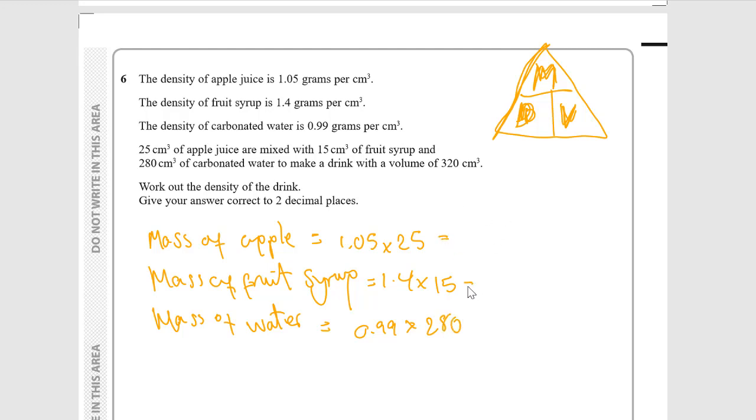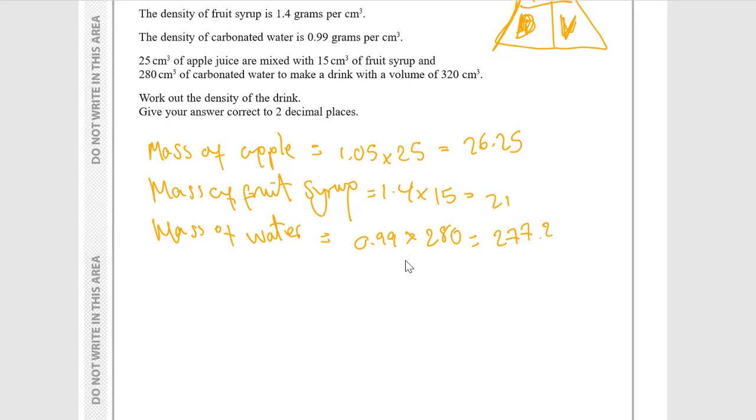So using our calculator, 26.25, 21 is 277.2. So the total mass is going to be all of those added together. So total mass is going to be 26.25 plus 21 plus 277.2, which is going to equate to 324.45.